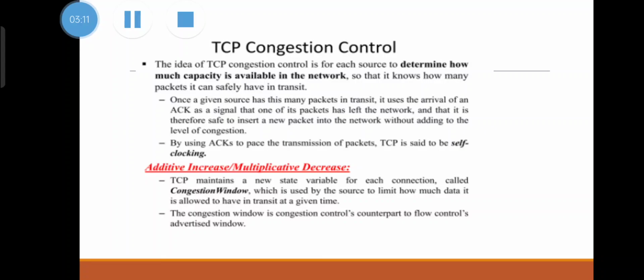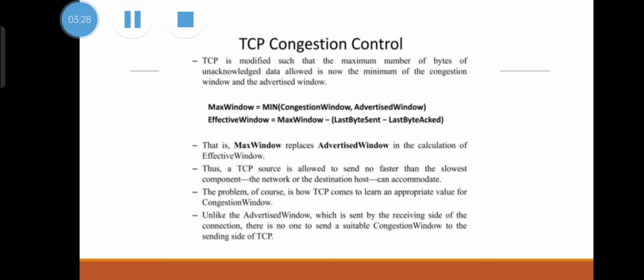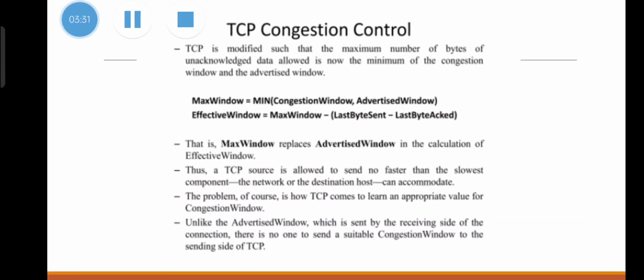Once the router finds that congestion is about to happen, it will give information to the sender. It will cut down the data rate, that means it will cut down the window size. That's why it is called the multiplicative decrease. In this way we find the maximum window and the effective window based on formulas. Maximum window size is the minimum of the congestion window and the advertised window. Effective window size is the maximum window size minus the last byte sent minus the last byte acknowledged. In the sense, how many bytes have been sent and how many bytes have been acknowledged. That's why it is given here.